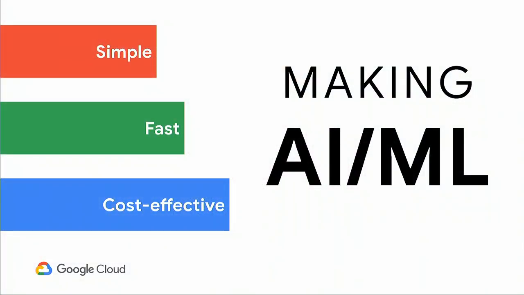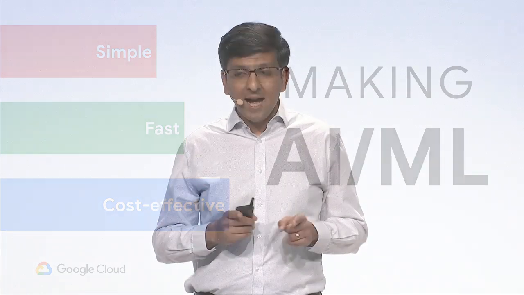Industries all around the world are investing very heavily into AIML capabilities. At Google, our mission is to make AIML simple, fast, and cost-effective. We want to make AIML simple so everyone in your organization can benefit from it. We want to make AIML fast so you can build the model fast, train them fast, deploy them fast, and get insight faster. We also want to make AIML cost-effective in order to democratize AIML so that it's accessible to everyone.